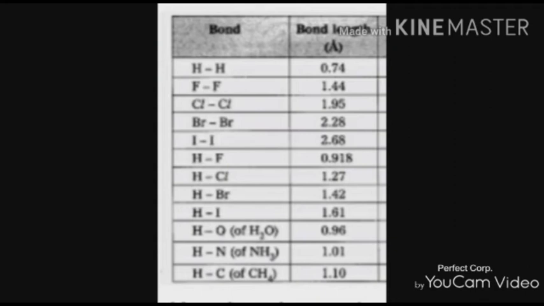In the water molecule, the bond length value for hydrogen single bond oxygen is 0.96 Angstrom. In the ammonia molecule, the bond length value for hydrogen single bond nitrogen is 1.01 Angstrom. Finally, in the methane molecule, the bond length of the hydrogen single bond carbon is 1.10 Angstrom.